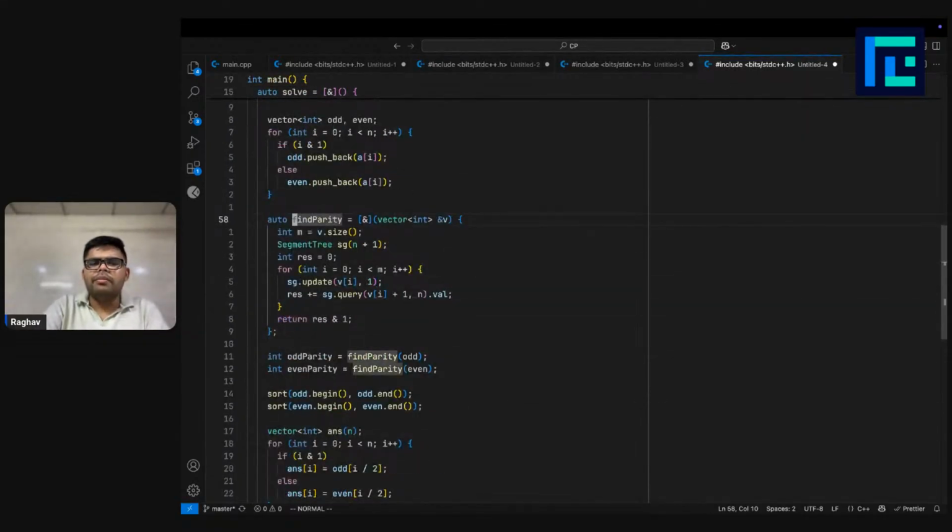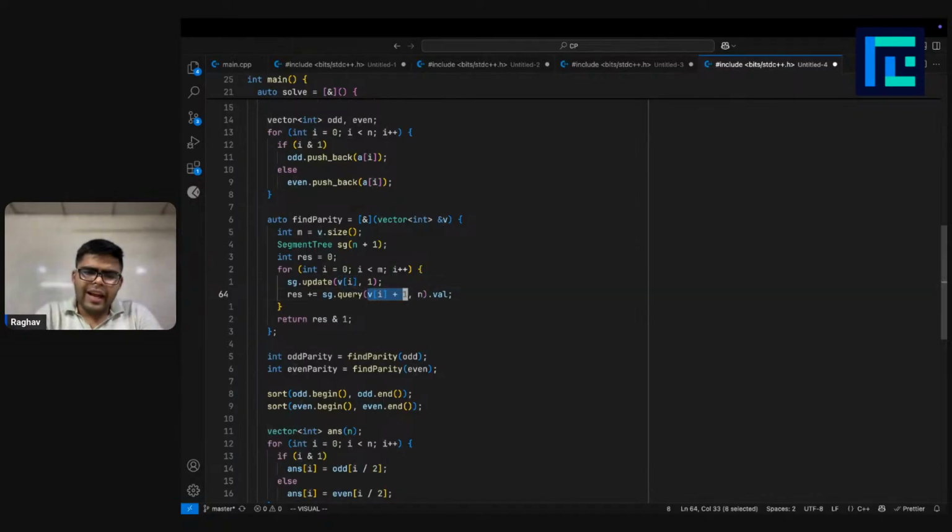I created a function called find parity, which will tell us about the parity of the number of inversions. So I'm calculating the number of inversions here. You can see the way in which you can calculate the number of inversions as we had discussed earlier. For every element, you just want to find out the number of people on the left hand side which are greater than you. So I created a segment tree with all values being zero initially. And whenever I find out a value, for every vi I just set the position vi in the segment tree as 1.